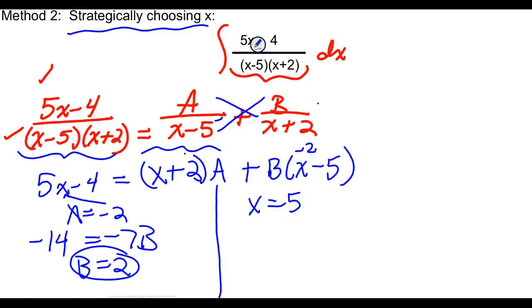So when I let x be 5, I get 25 minus 4, a nice 21. When I let it be 5 over here, all the b's go and I just get 7a. And I don't have a system to solve. I just get a simple linear one variable equation, and I get a is equal to 3.